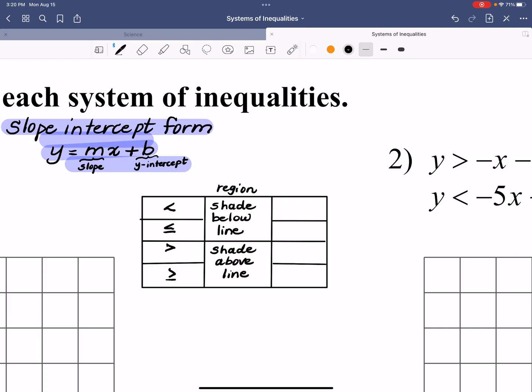So if your symbol is just less than, you are going to use a dashed line. And I'll show you exactly what I mean. If it's less than or equal to, you will use a solid line. If it is greater than only, you will use a dashed line. If it's greater than or equal to, you use a solid line. So the equal to component makes a solid line. Just less than or greater than is a dashed line.